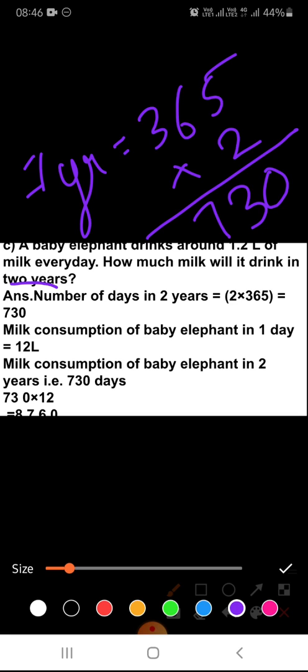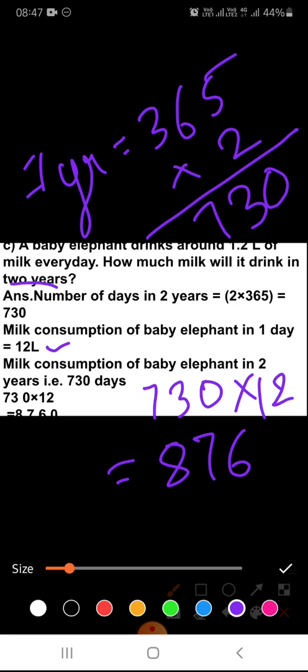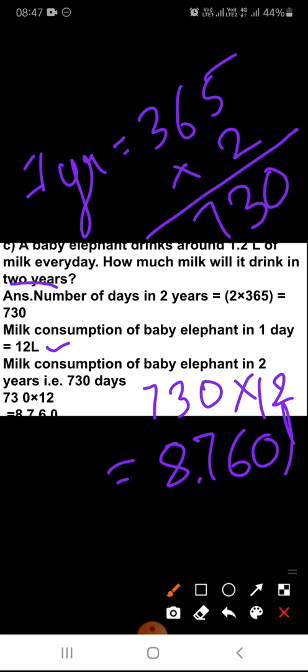And the baby elephant consumes 12 liters in 1 day. So how many liters of milk will it consume in 2 years? 2 years means 730 days. So multiply by 12. What will you get? 8760. So it will drink 8760 liters of milk in 2 years. Is it okay? This is how you have to do this. Now next one is on the same page 173.